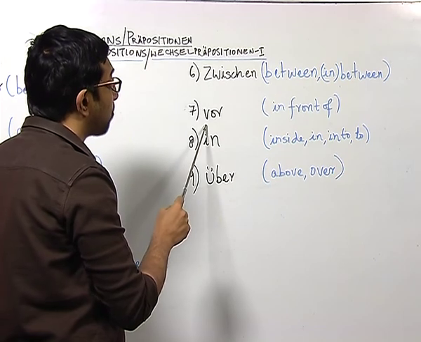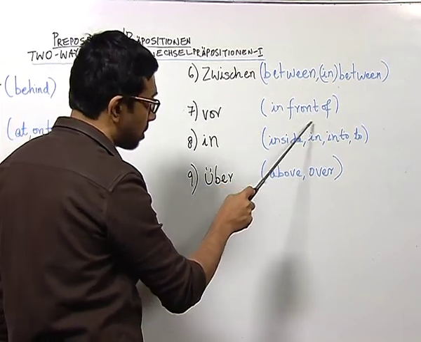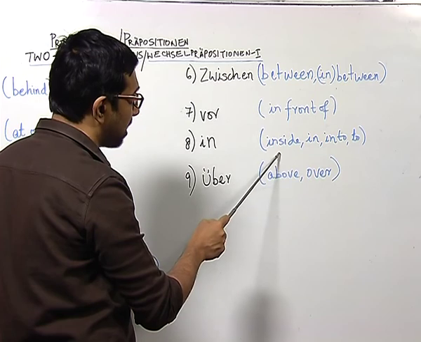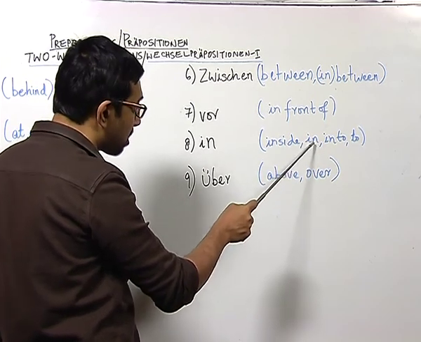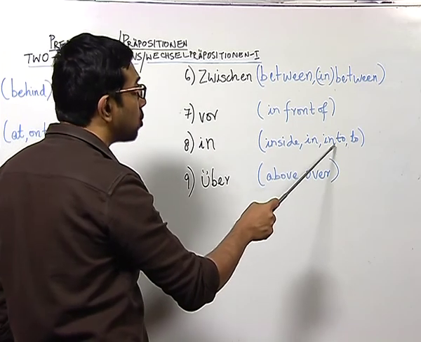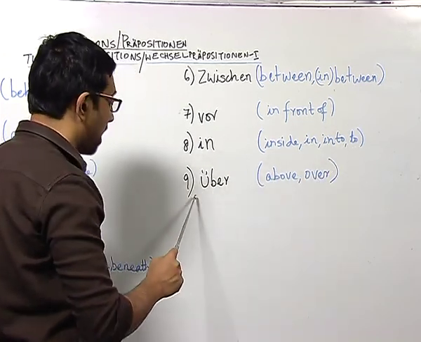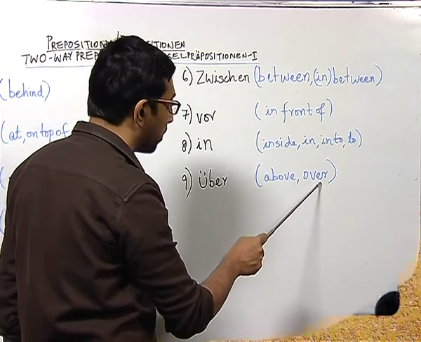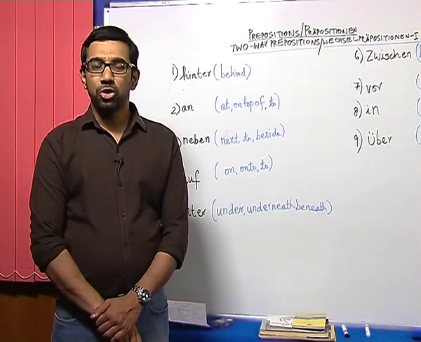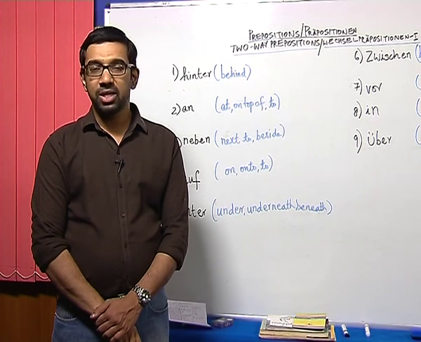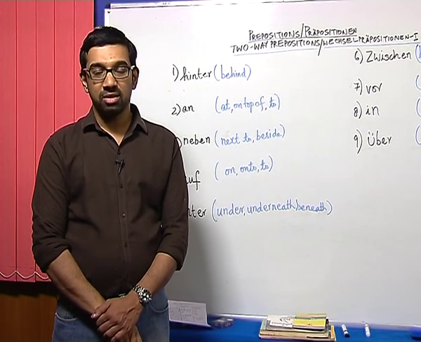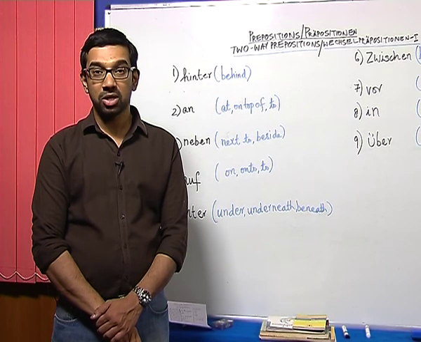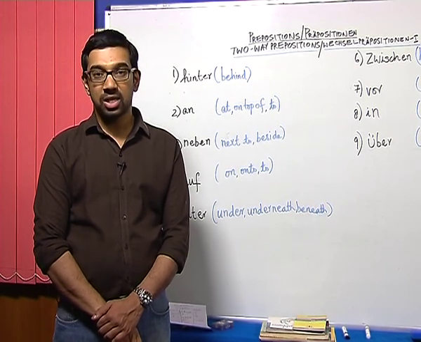At number 7, we have the preposition vor, which means in front of. At number 8, we have the preposition in, which can mean inside or the English in, like the here in, or into or to. And at number 9, we have the preposition über, which could mean above or over. As I have told you, prepositions can have different meanings in different contexts. Well, as you can see from the English equivalents, these prepositions can have different meanings in different contexts, and they could be either accusative or dative.